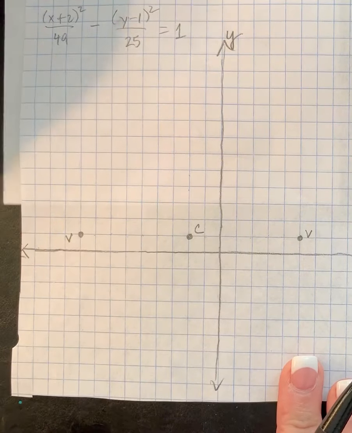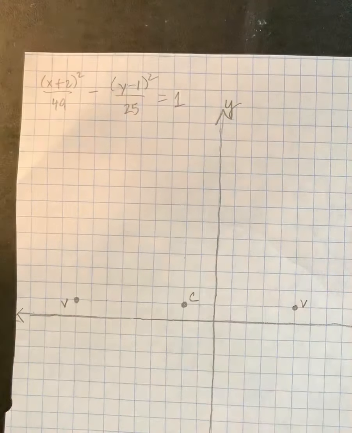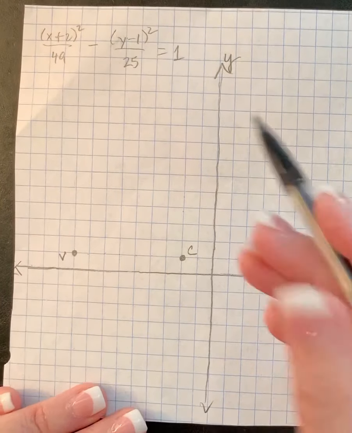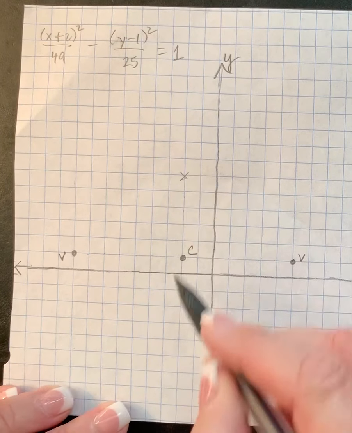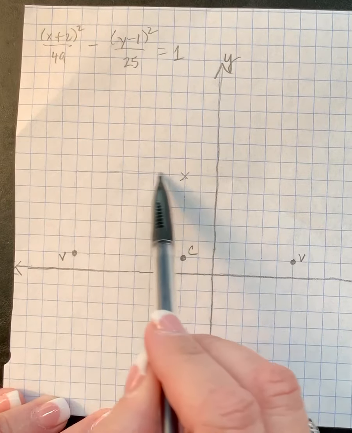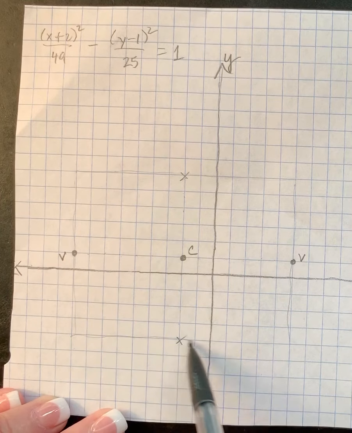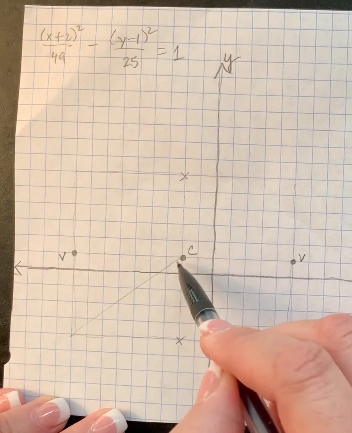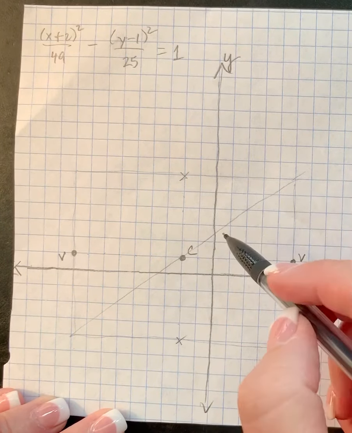Now the b value is 5, so that helps us draw the rectangle to get the diagonals, to get the asymptotes. Okay, so from the center, go up 5. 1, 2, 3, 4, 5, and then down 5. 1, 2, 3, 4, 5. And then you can picture where that rectangle would be. And then you would draw in its diagonals. And the center of the rectangle is going to be the center of the hyperbola. So everything should match up.